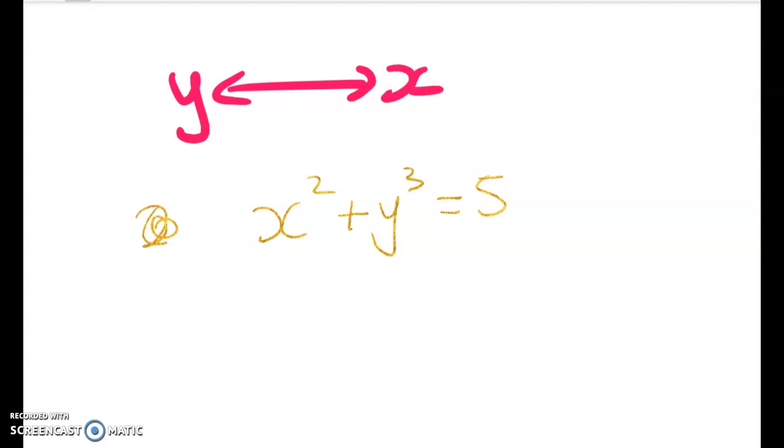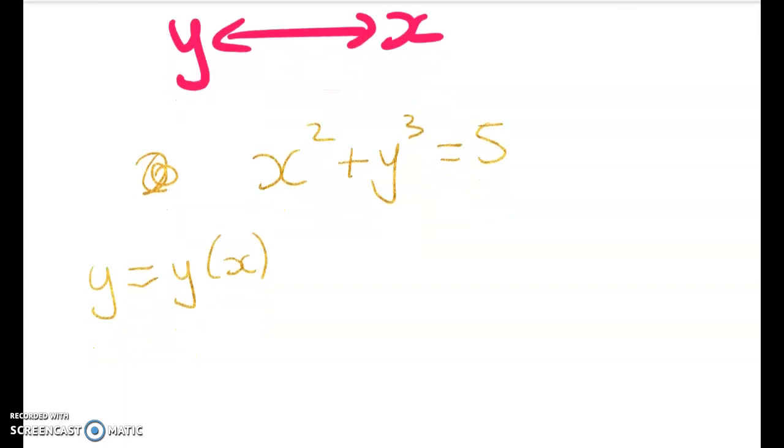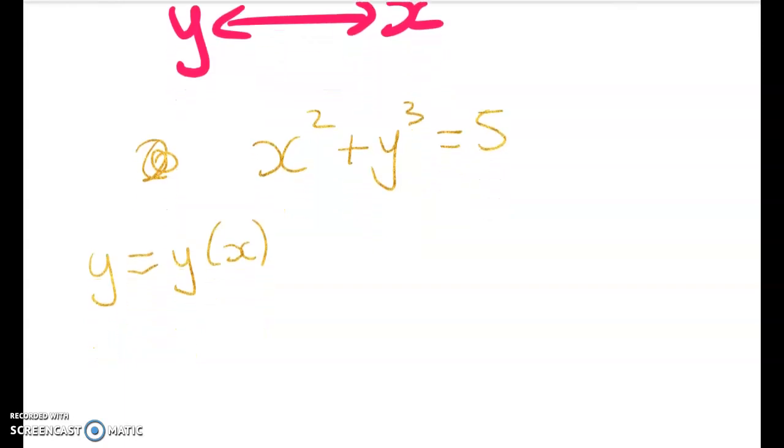So let's go back to the first question we had and look at a different way to solve this problem. What I want you to do is to think about y as a function of x. So y somehow depends on x. And that means that we can use the chain rule as follows. So I'm just going to do this question and you're going to get the idea from that.